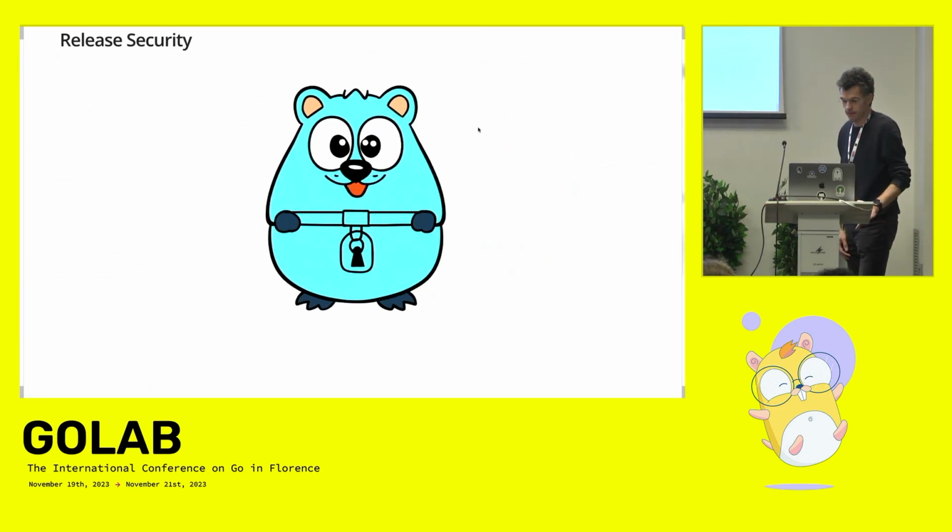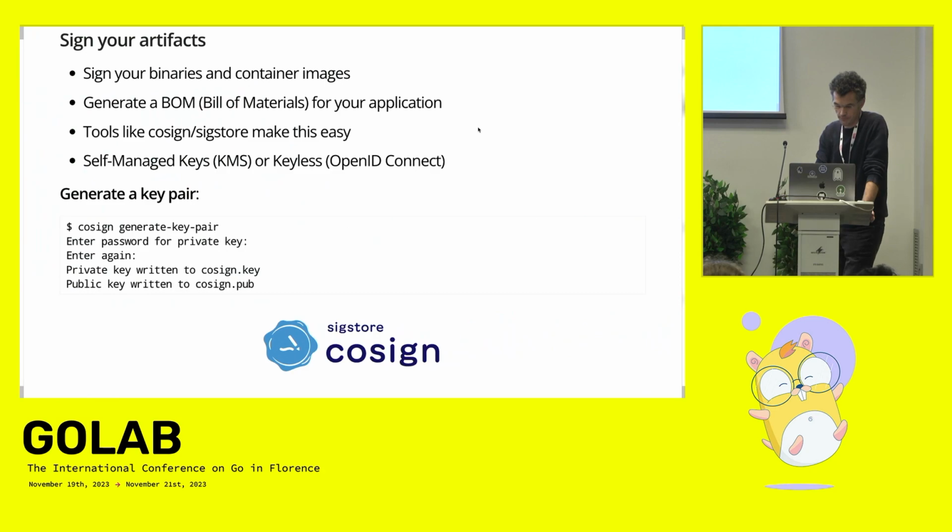Okay, now the last section, let's have a look at release security, how we can secure our binaries and applications before we ship them. I would say these days it's quite easy to sign your binaries and applications. There are a number of tools available. Maybe you heard about cosign, Sigstore. It's also an open source tool.